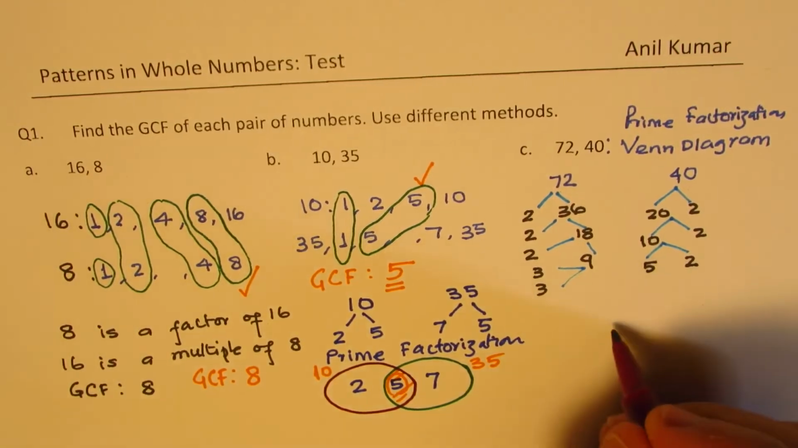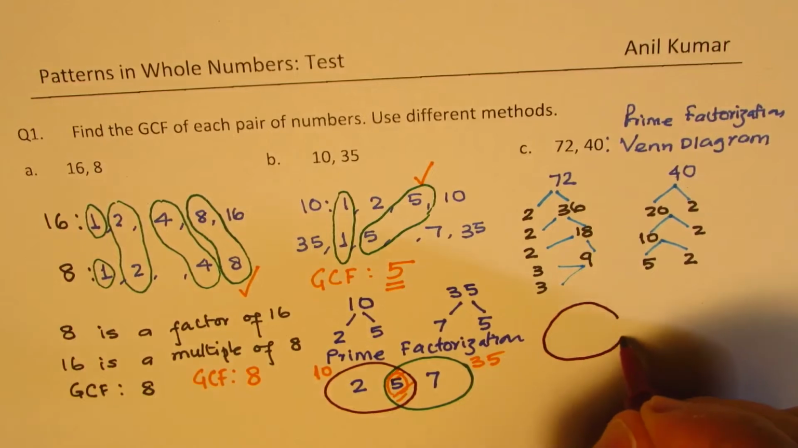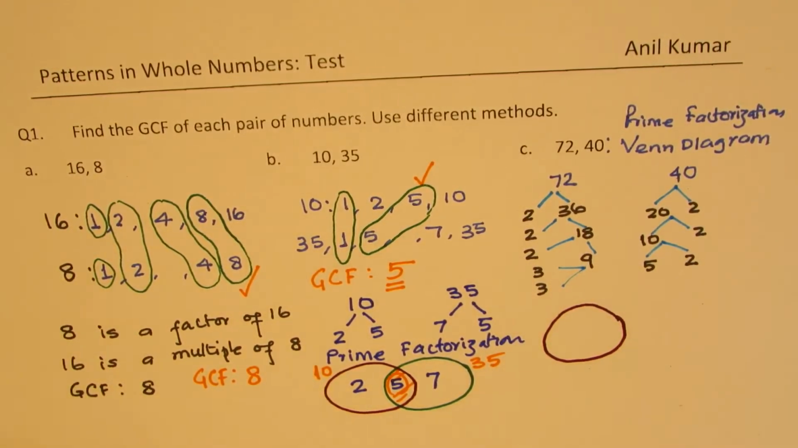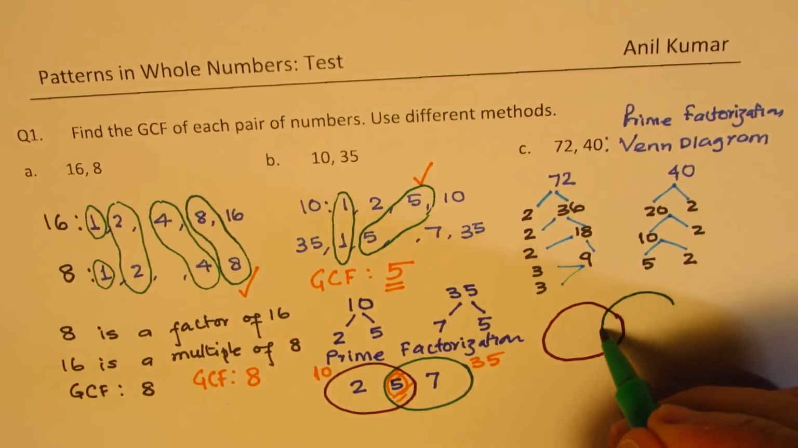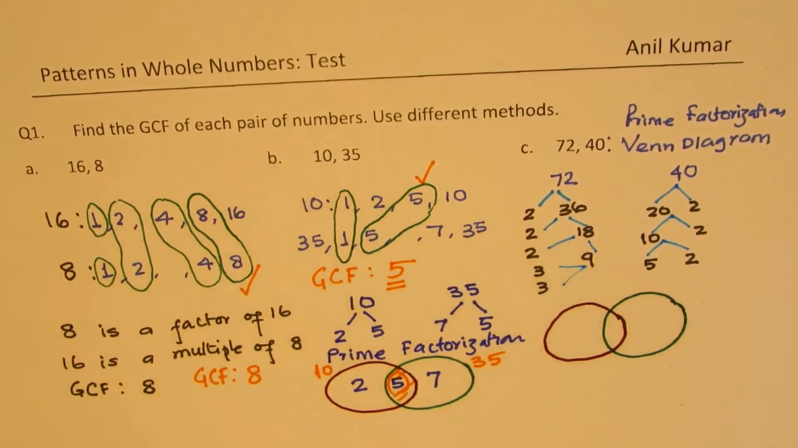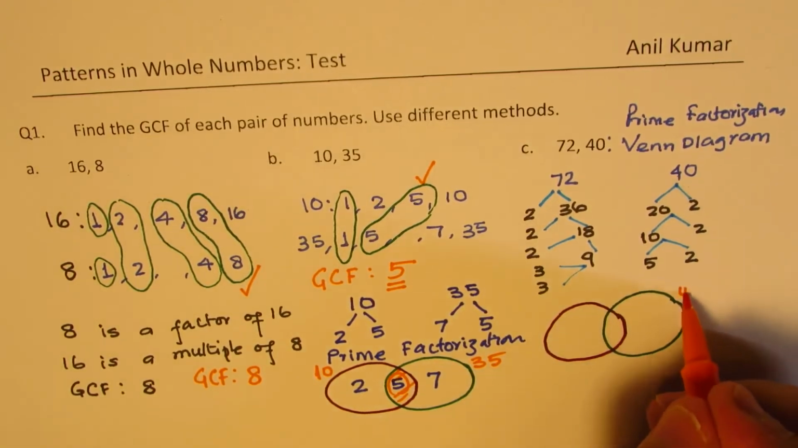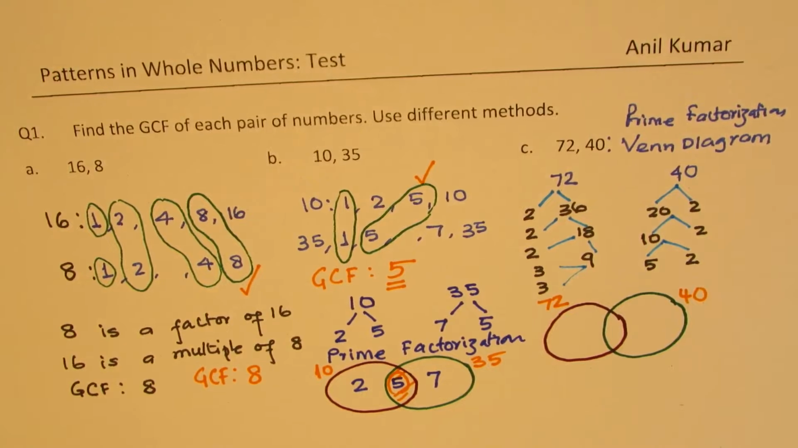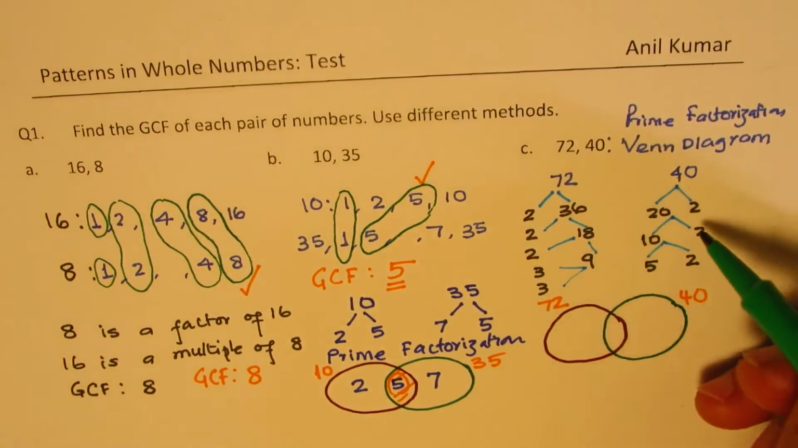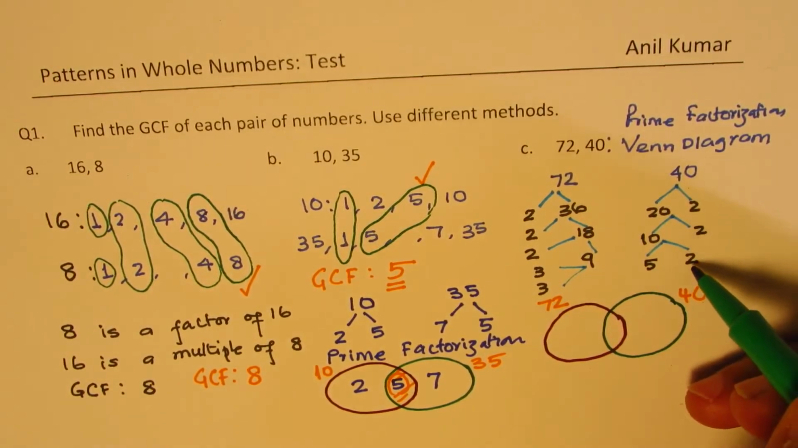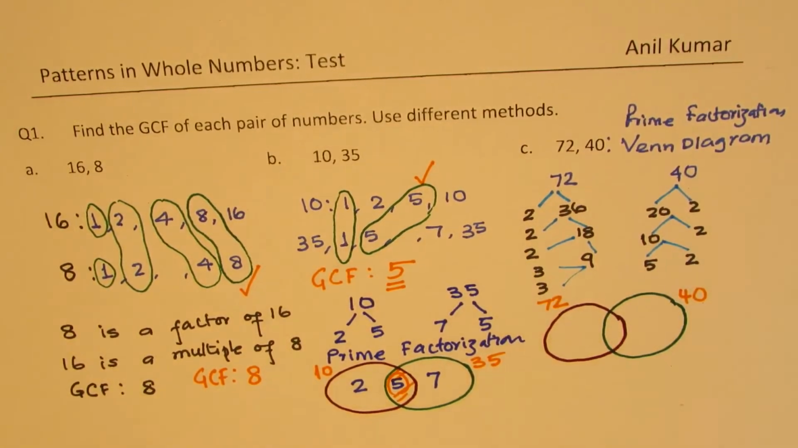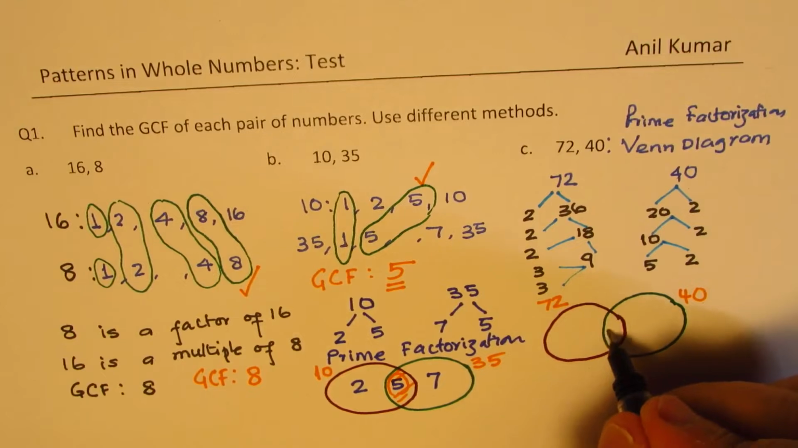Now we'll use the Venn diagram. So we'll write factors of numbers 72 and 40 in a Venn diagram, right? So we'll write down 40 on this side and 72 on this side. We'll work with the common factors. How many 2's? 1, 2, 3 2's, 1, 2, 3 2's, right? So we could write this number 2 cube here.